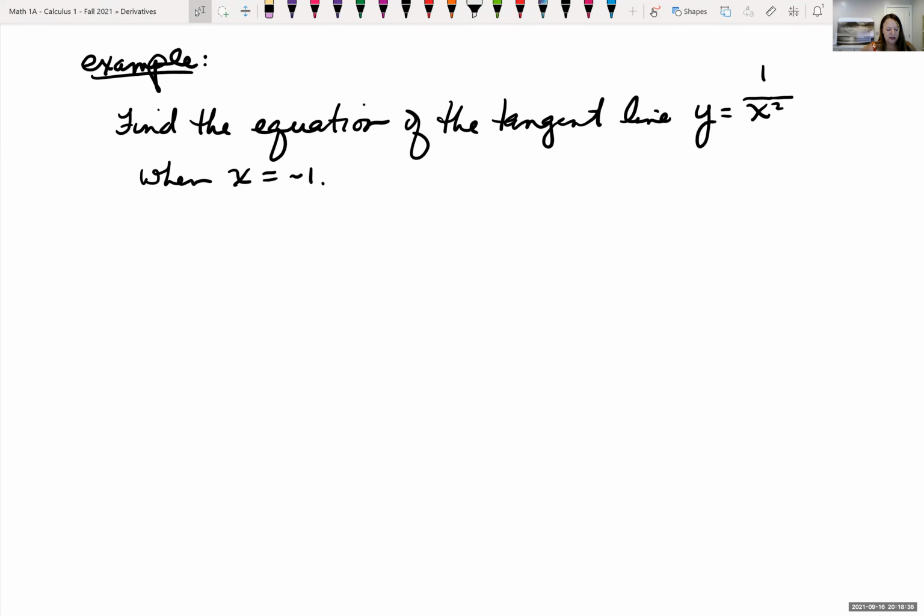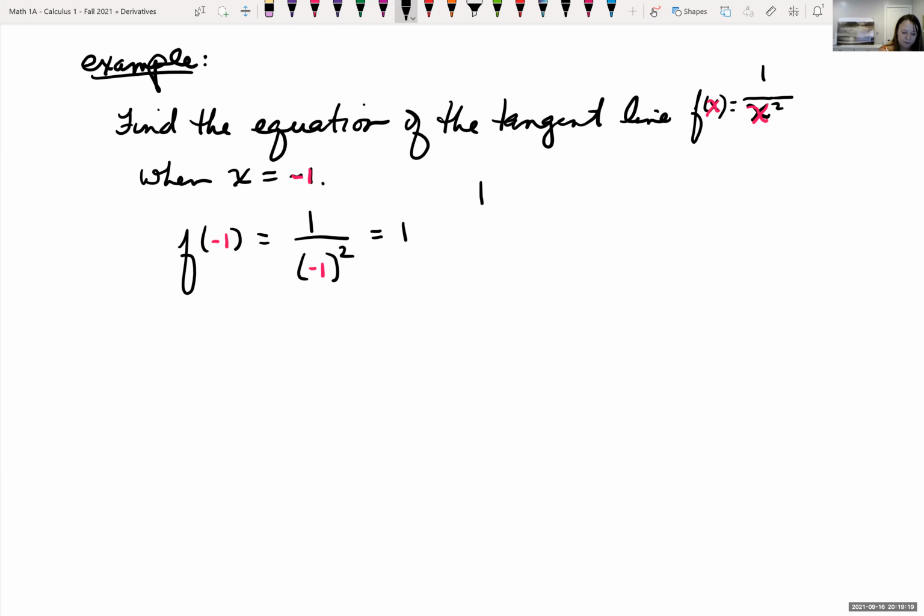So this example says find the equation of the tangent line to y equals 1 over x squared when x equals -1. So a couple of things, we need to find a point and we need to find the slope. So one thing, we can find the point. If we go back into our original function, I'm going to call f of x, and we plug in -1 wherever we see an x, we get 1 all over -1, and then we're going to square that. So we get 1 over 1, which is 1.